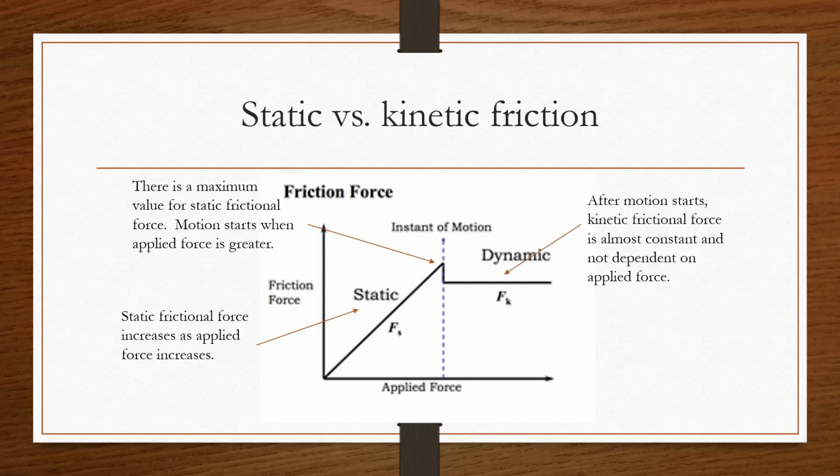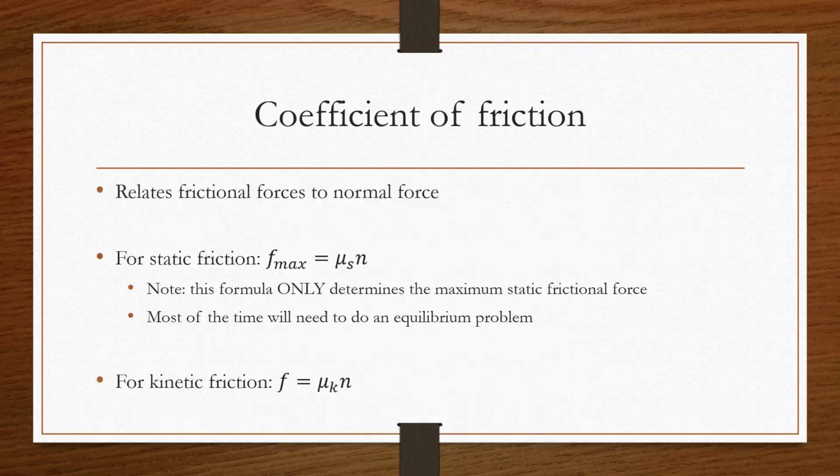On the kinetic side here, where it says dynamic, this is where this box is sliding across the surface. And after motion starts, the kinetic frictional force remains almost constant and is not dependent upon the applied force. It doesn't matter how hard I push the object, there's a constant frictional force acting on the block in this case.